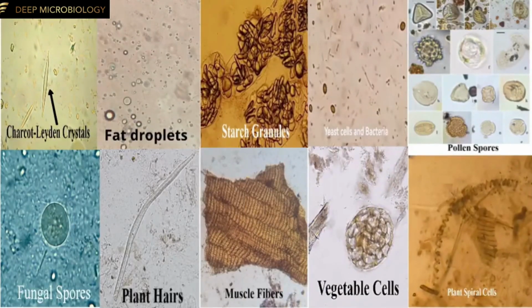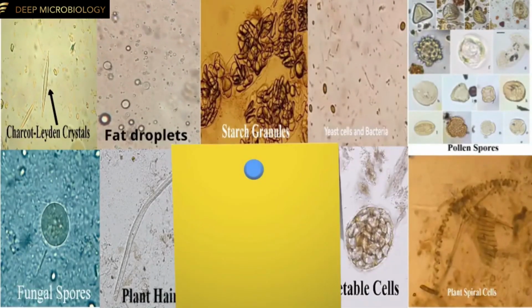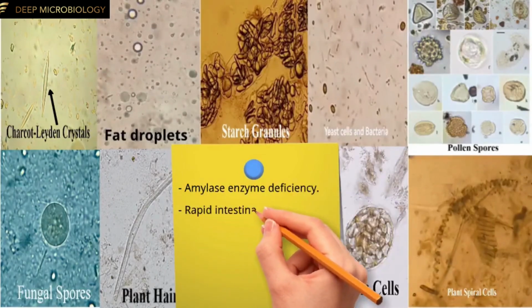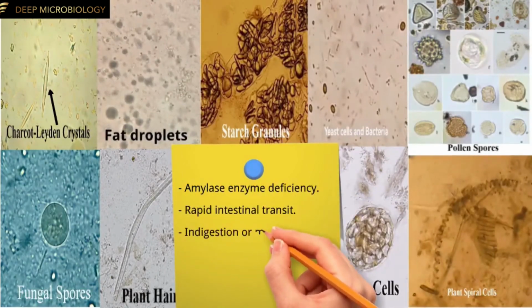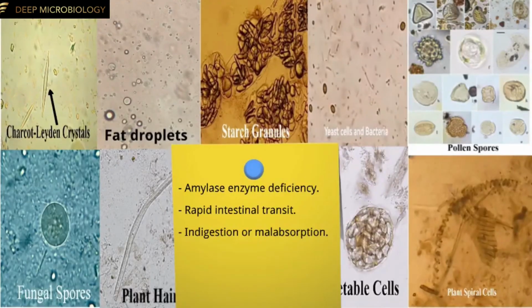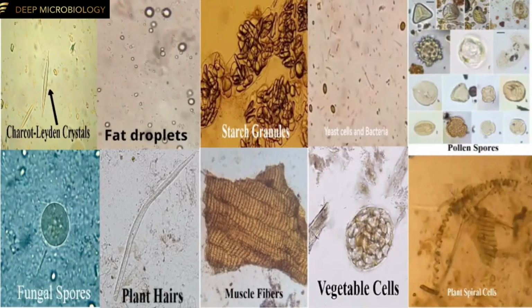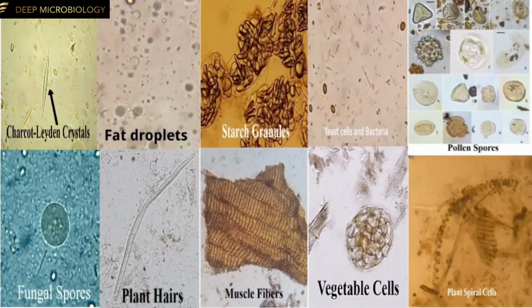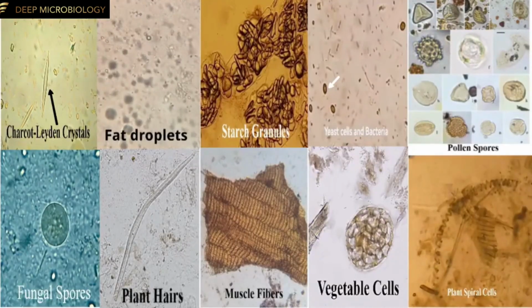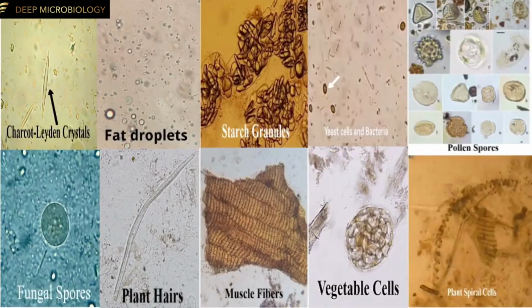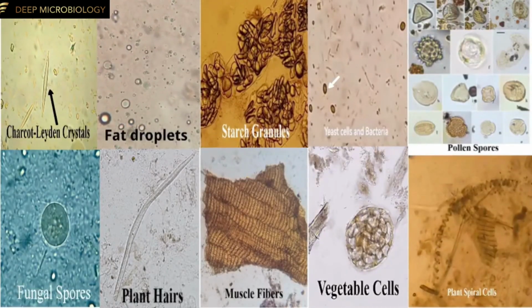Starch granules. Normally fully digested and not seen in healthy stool. Presence may indicate amylase enzyme deficiency, rapid intestinal transit, indigestion or malabsorption. Graded under the microscope as 1 cross considered normal, more than 1 cross considered abnormal. Yeast. Normally present in small amounts. Can multiply excessively in cases of gut dysbiosis, especially after antibiotics or corticosteroids.